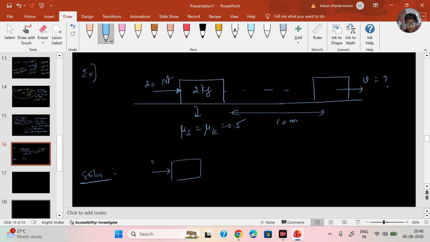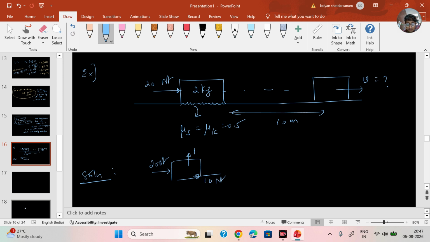I am applying a 20 Newton force. Will the block move in the first place? Let's check the limiting friction here. Mu s n: mu s is 0.5, n here is 20. 0.5 into 20 is 10 Newton, the bond breaking force, and I am applying 20, so the bonds break. The block starts moving, and there will be kinetic friction. The kinetic friction coefficient is also given to be the same, so kinetic friction will be 10 Newton.